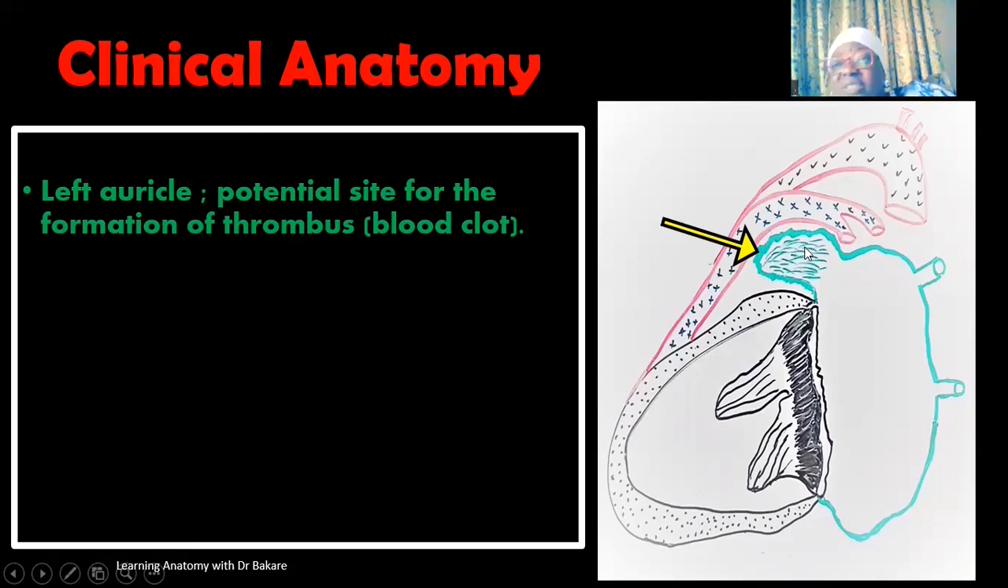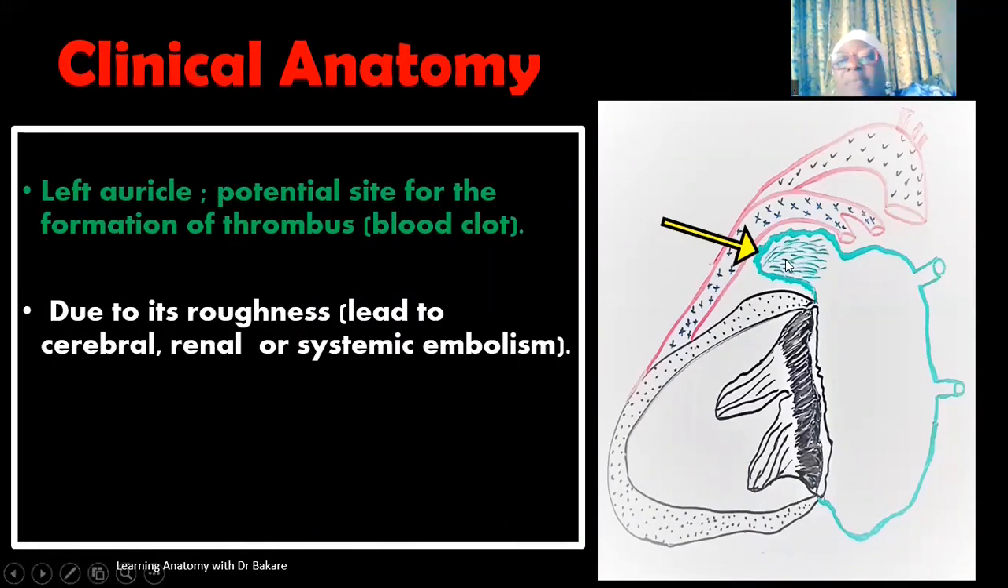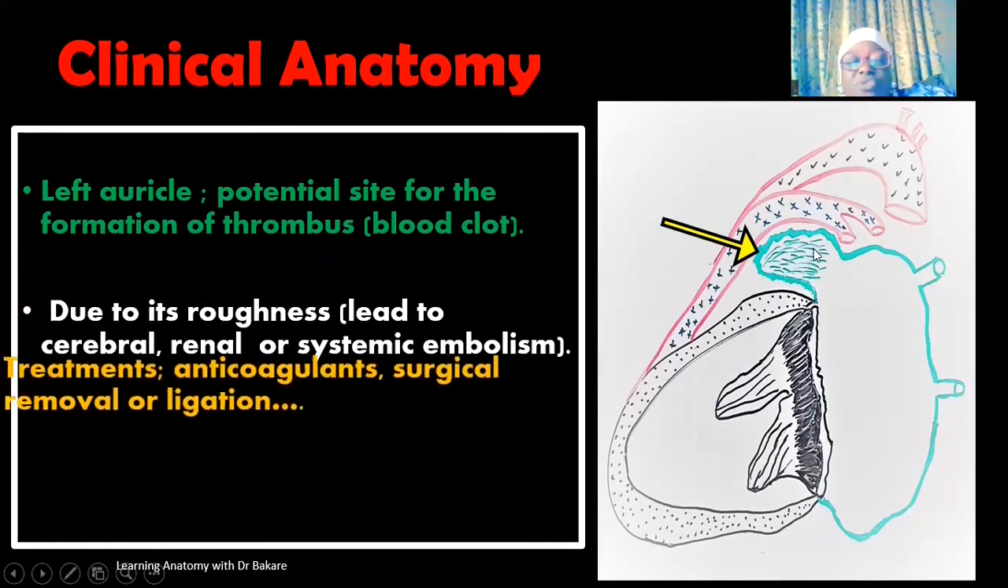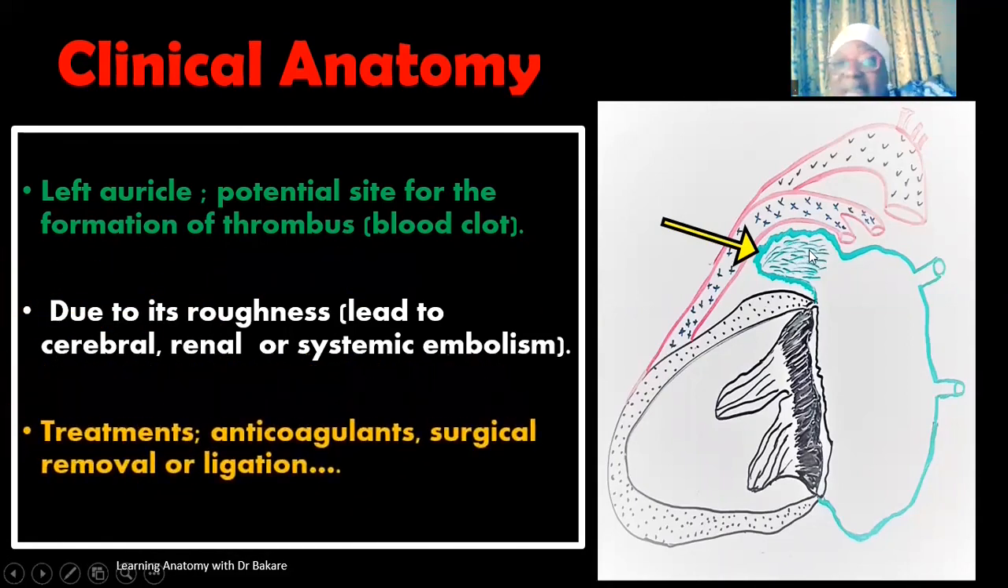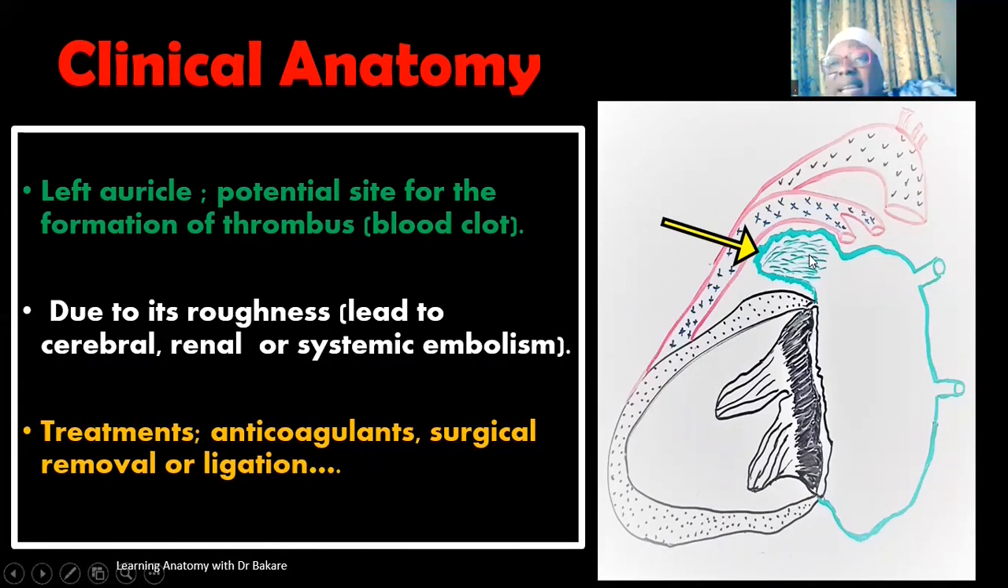So because of this roughness, this site is prone to the formation of thrombus or blood clots, and this can lead to cerebral embolism, renal embolism, or even systemic embolism, which are blockages of vessels that supply the cerebral region, the renal region, and also the general systemic blood supply. So this can lead to blockage of the arterial supply of the different regions in the body. And what can be done to rescue this situation is the use of anticoagulants or surgery so as to remove the blood clot, or ligation to remove the occluded region.